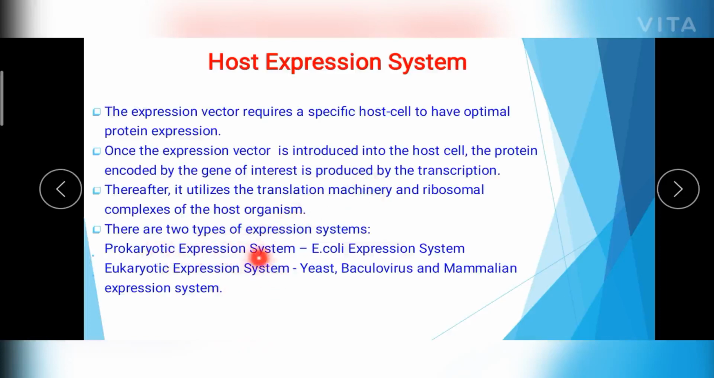One is the prokaryotic expression system. That is, if you are introducing the expression vector in a prokaryotic cell, it is called the prokaryotic expression system. Examples include the E. coli expression system. The second one is the eukaryotic expression system. Here you are introducing the expression vector in eukaryotic cells like yeast cells, baculovirus infected insect cells or mammalian cells. Such eukaryotic cells make up the eukaryotic expression system.